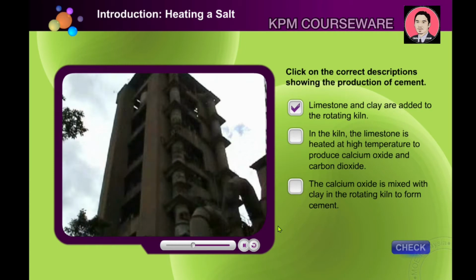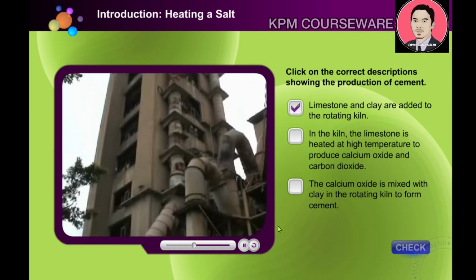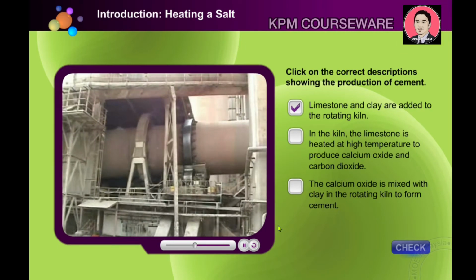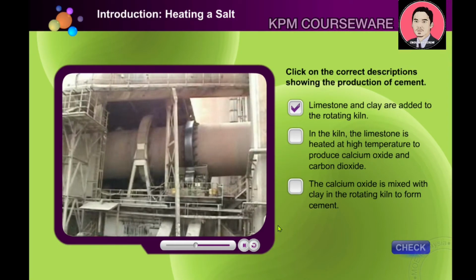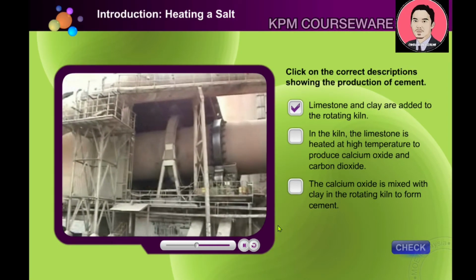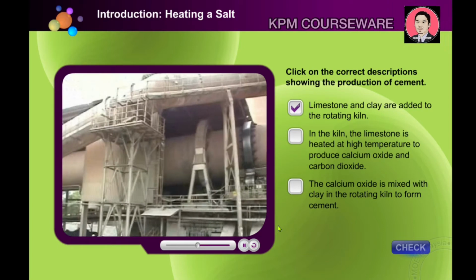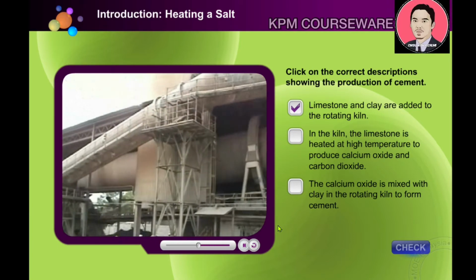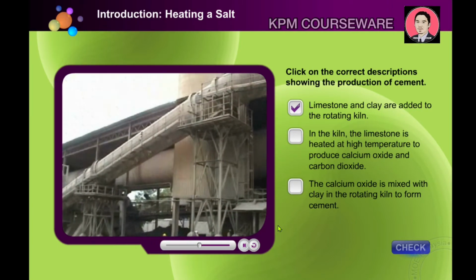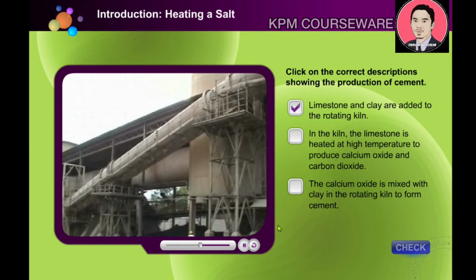The ground limestone is then conditioned, preheated, and then fed into a rotating kiln. The kiln is a long tube slightly inclined, around 4 degrees to the horizontal, and heated to about 1400 degrees Celsius.